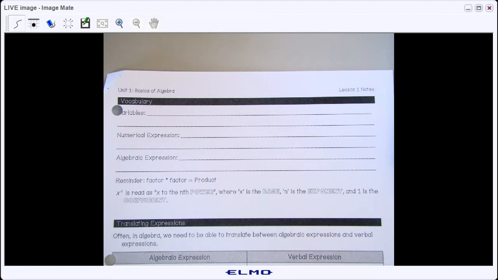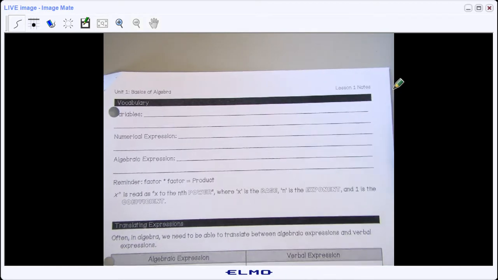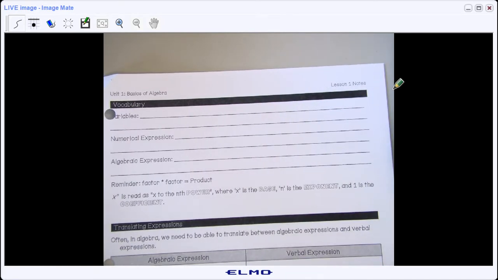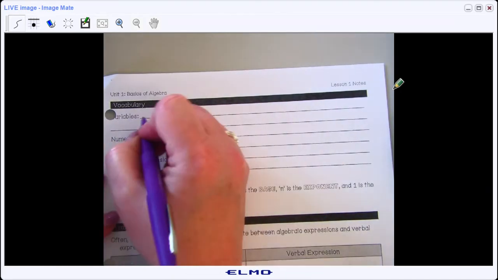Okay, so we are working on the day one notes. Day one notes hopefully is a lot of review and just kind of going over some definitions that we have here. So starting it off, we're talking about variables.